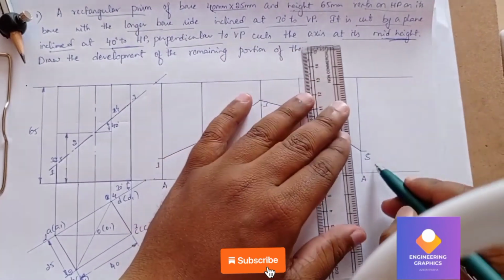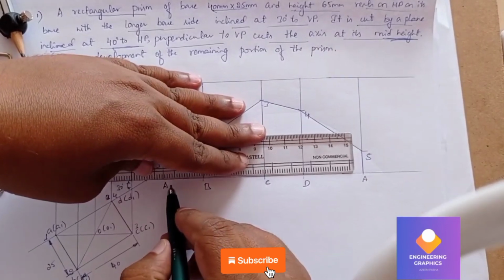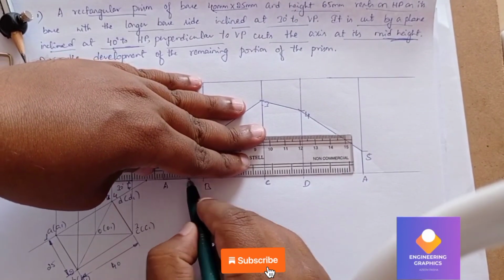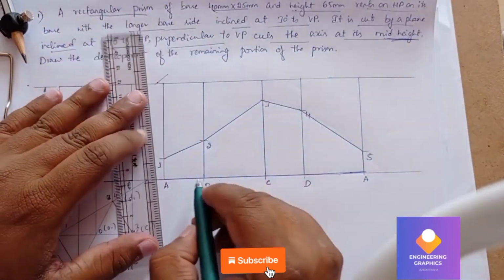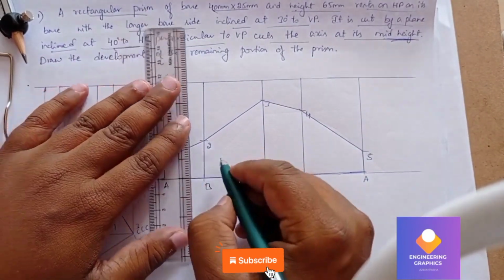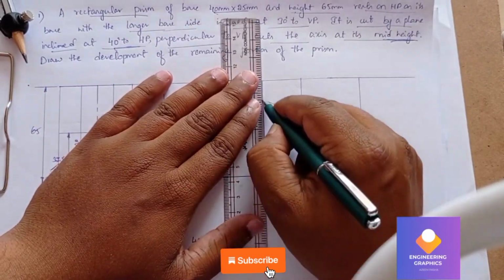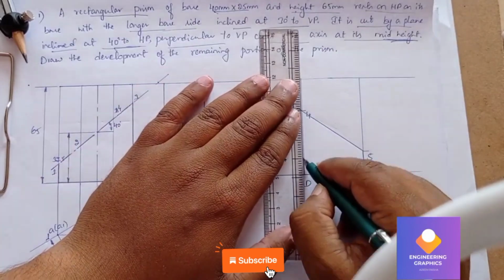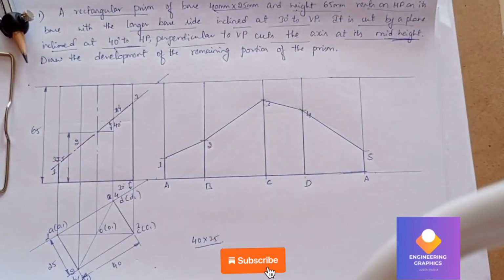To join all these points. And we need to dark this remaining portion of the prism. We need to dark this. So we have to dark it. The remaining portion has to be the darker one. That completes the problem.